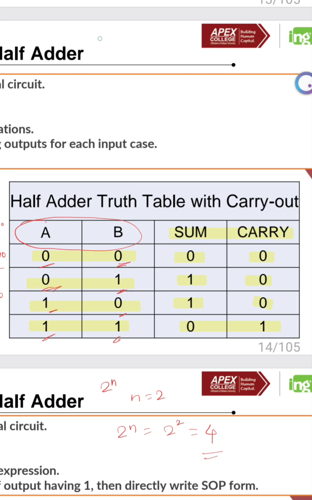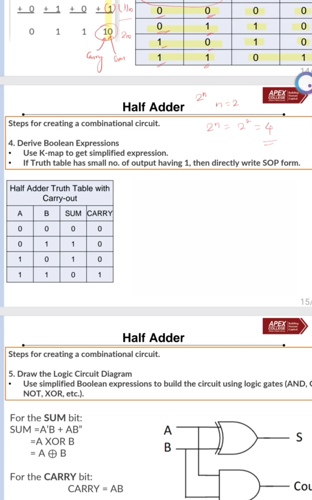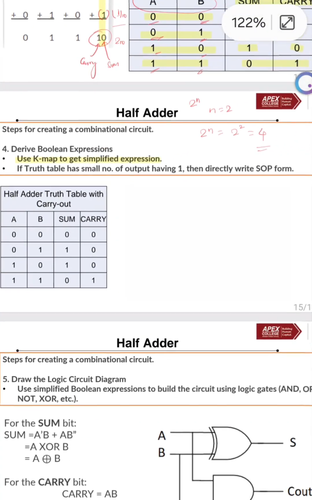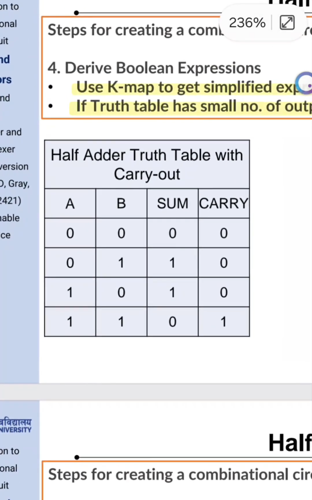equations for both of the outputs. For simpler circuits like this, we can directly write the equation, but for more complicated ones, we need to use techniques like Karnaugh map or McCluskey method to find the output equation. Okay, then let's proceed with the fourth step, in which we have to find the equations. Use K-map to get simplified expressions if the expression is long or the problem is too complex. If the truth table has a small number of outputs having 1, then we can directly write the SOP form. Let us be clear about this.